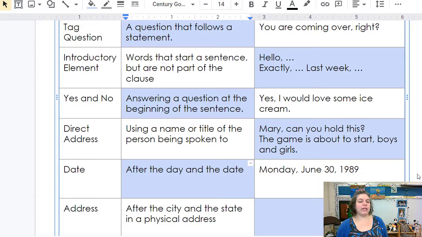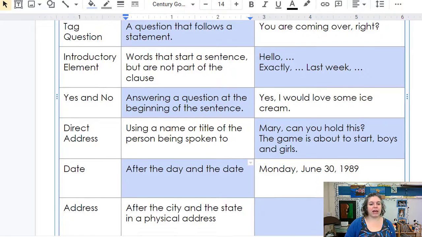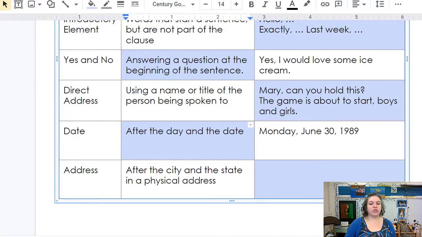If we were looking at dates, we would put commas after the day, like the day of the week, and after the date. So Monday, comma, June 30th, comma, 1989. So we have a comma after the day of the week and a comma after the date, the single day, not the month. Which brings us to our final comma rule, address.